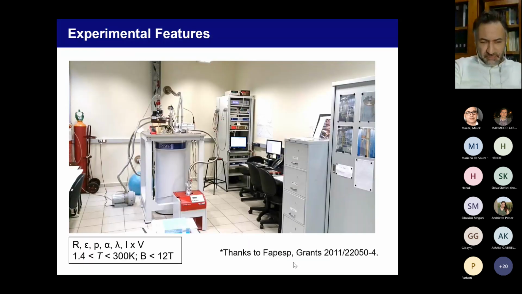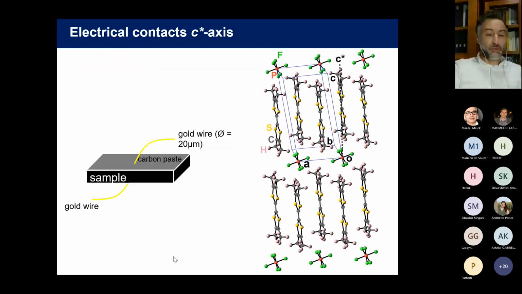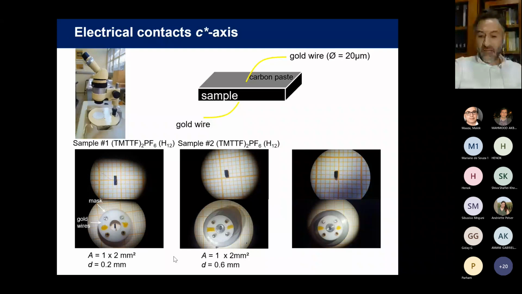And this is our lab. We are able to perform various standard measurements like resistance, dielectric constant, polarization, thermal expansivity, magnetostriction, current versus voltage measurements in the temperature range 1.4 K to room temperature with magnetic fields below 12 Tesla. Of course, we have to go to the lab. I mean, to perform such experiments, you have to make electrical contacts, many technical aspects I'm going through.